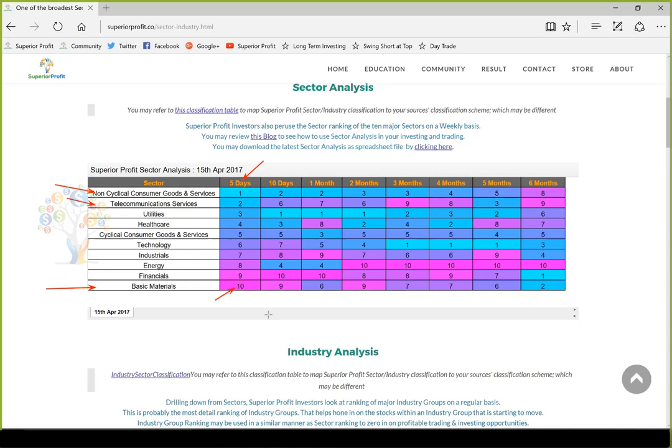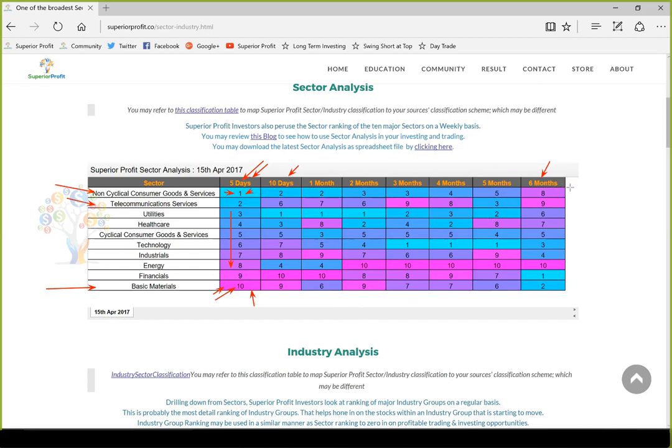As you know, in this ranking and heat map table, we rank the 10 sectors across 8 time periods from last 5 days, last 10 days, all the way up to last 6 months. Rank them from 1 to 10, 1 being the strongest, 10 being the worst, and then apply a heat map, cyan for the strongest, magenta for the weakest, and a color gradient in between. This gives us a table where we can just have a glance and decide which sectors are strong, which are weak, and also which ones were strong earlier but turning weak, and which ones were weak earlier turning strong.